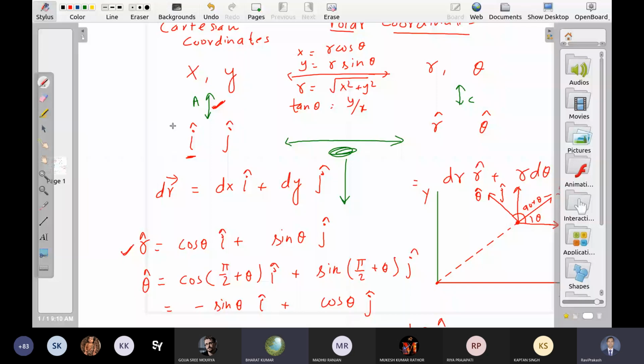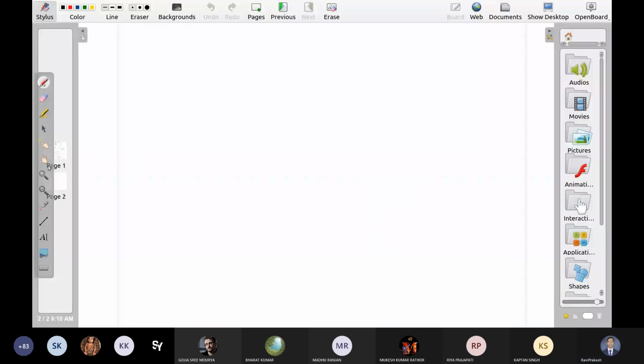See, they are connected. Let me tell you how they are connected. So when we define a coordinate system, what are we actually doing? We say this is the x-axis, right? We say this is the y-axis.